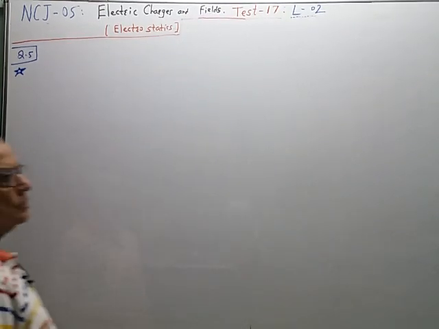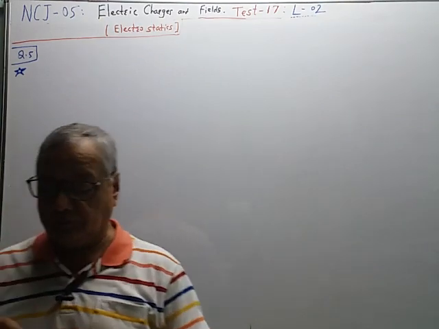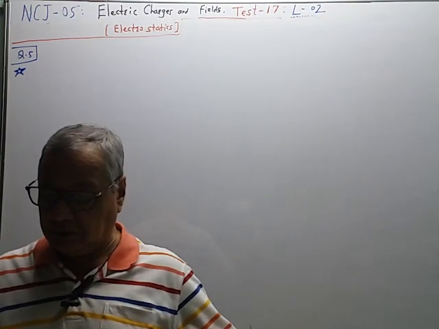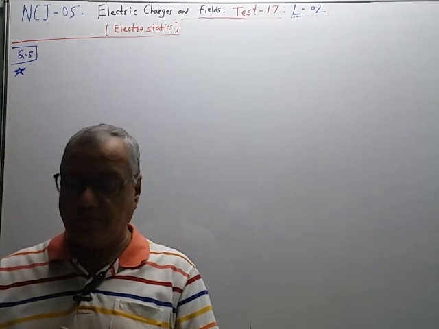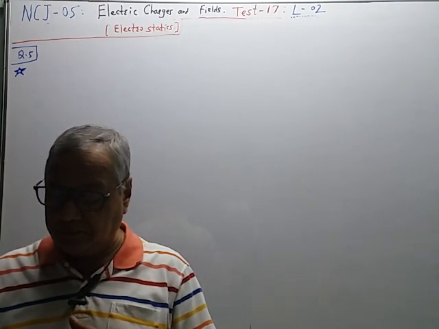So next question is 5. Question number 3 and 19 was of the same type. Now this is a new type.